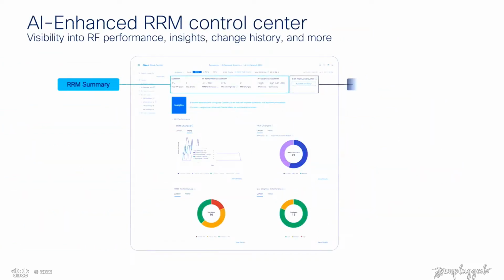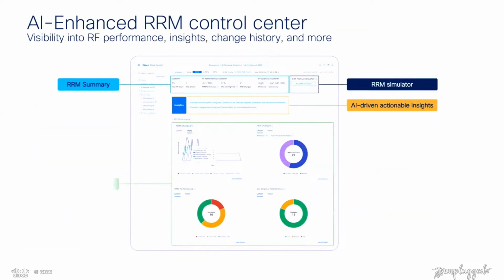Now, this is the AI RRM control center. This is when you go into DNA Center and you go into one of the facilities that you have set for AI RRM. There's a whole page here, and don't get concerned. I know things might be small. We're going to step through each part of this actual control center so you can understand all the things we have going on.